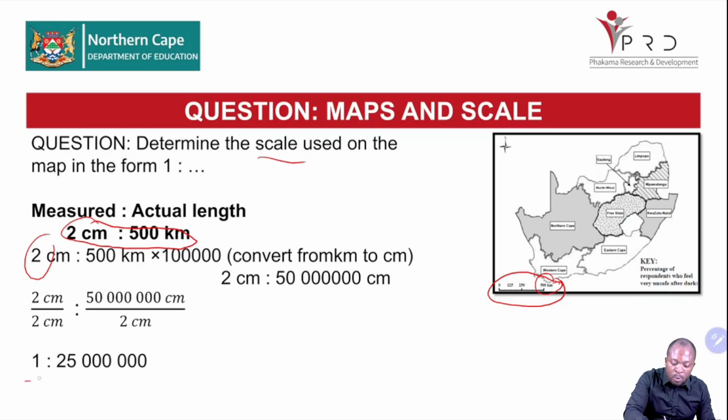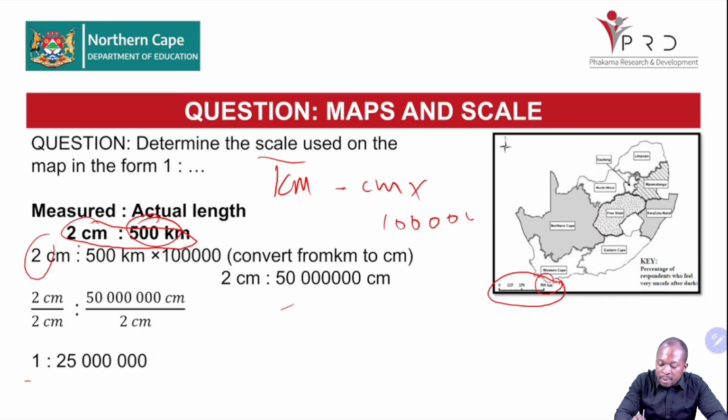So you're going to get 1. And then this side will be 50 million divided by 2 centimeters. Remember, this is kilometers and this side is what? Centimeters. So as you go along, for you to work, you need to learn to convert. So from kilometers to centimeters, you multiply by 100,000. Don't forget. If it is from kilometers to millimeters, you would multiply by 1 million.